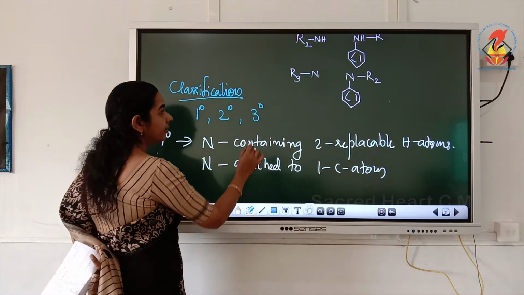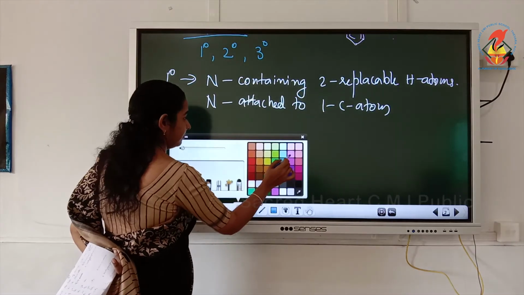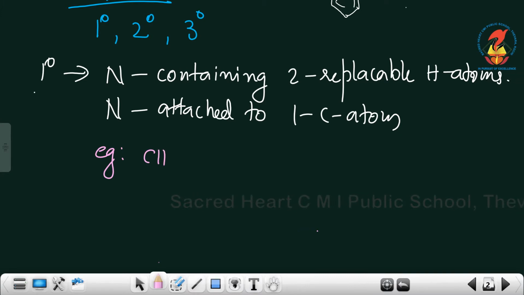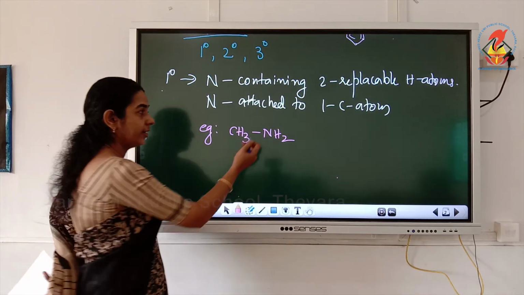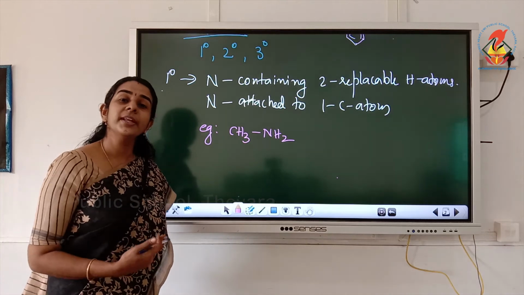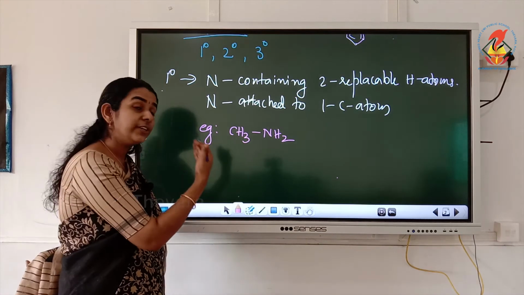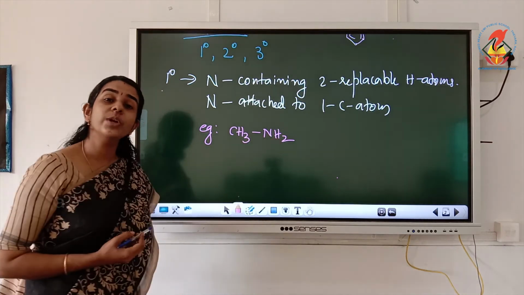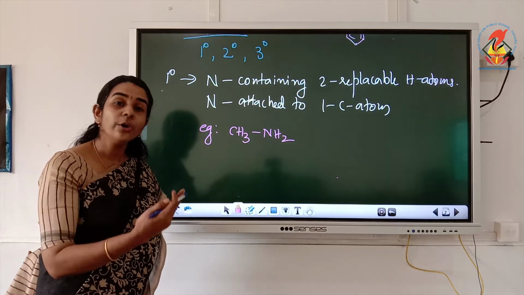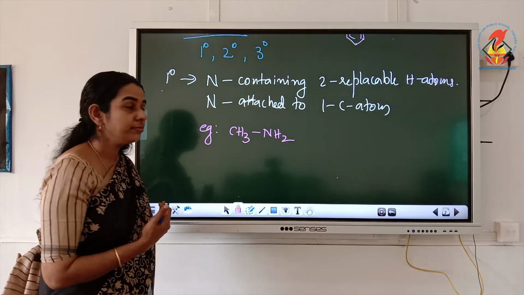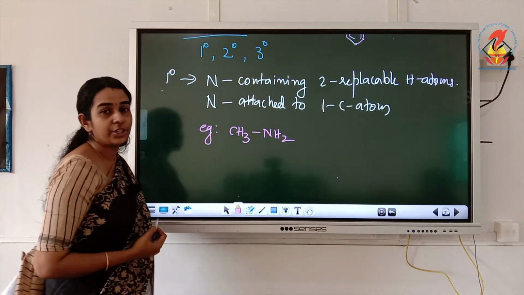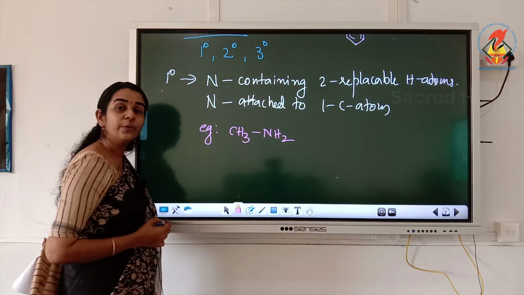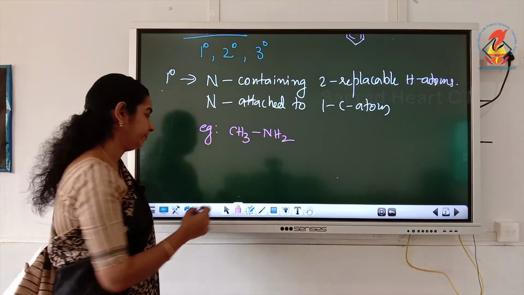For example, CH3NH2. Check whether it is a primary, secondary or tertiary amine. Look at the nitrogen atom. If it is NH2, we can say that it is a primary amine because nitrogen has two replaceable hydrogen atoms. Or we can check the number of carbon atoms to which the nitrogen atom is attached. Here the nitrogen atom is attached to only one carbon, so it is a primary amine.